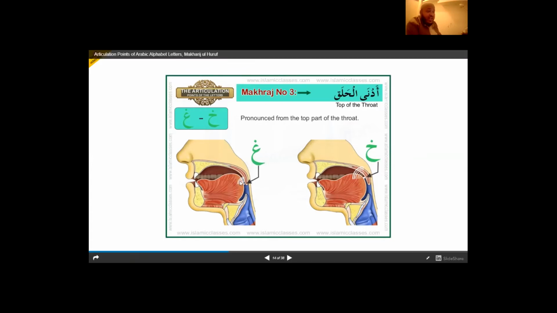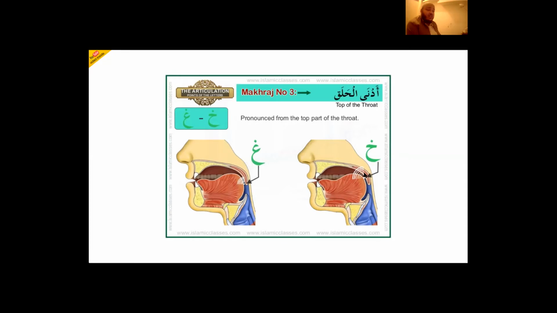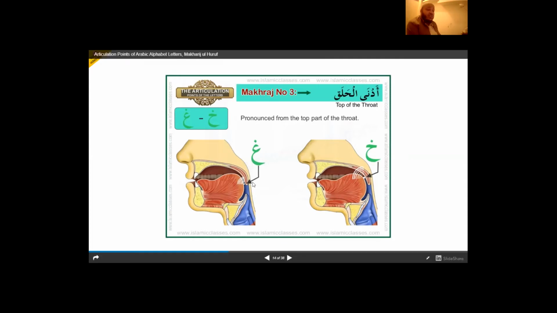Now, ghain is all the way at the bottom of the tonsils, where the letter kha is above it. Look at where the letter kha is above. This will help you differentiate in terms of pronouncing them. Kha, khalaq, kha. Now, then you have ghain.